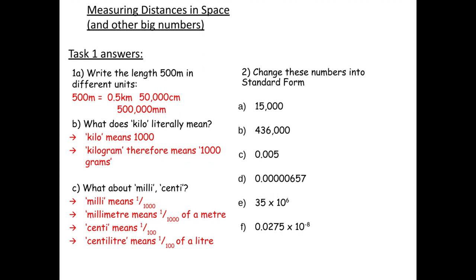Kilo means 1,000, therefore kilogram means 1,000 grams. What is milli and centi? Milli is 1,000th, so a millimeter means 1,000th of a meter. Centi is 100th, so a centiliter is 100th of a litre.